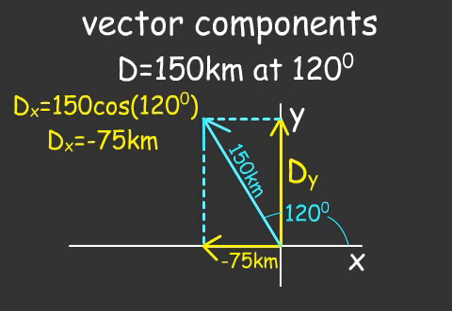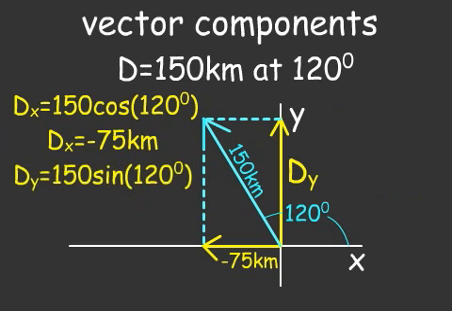The y component is 150 kilometers times the sine of 120 degrees. The y component is 130 kilometers.